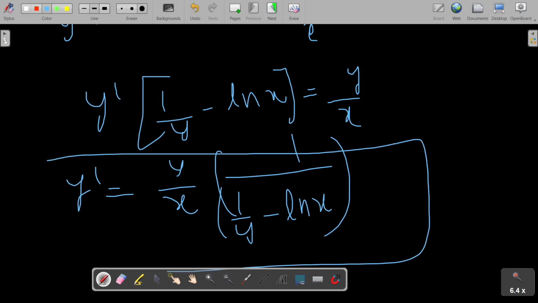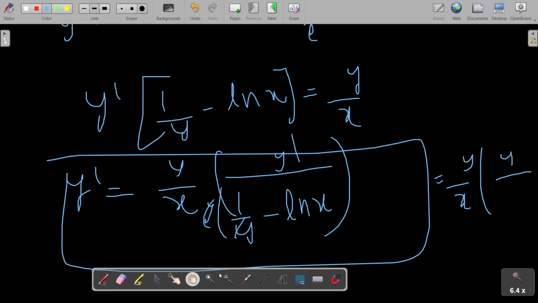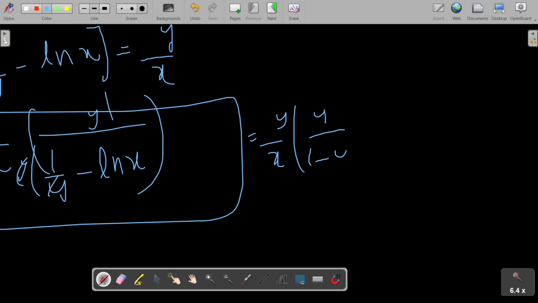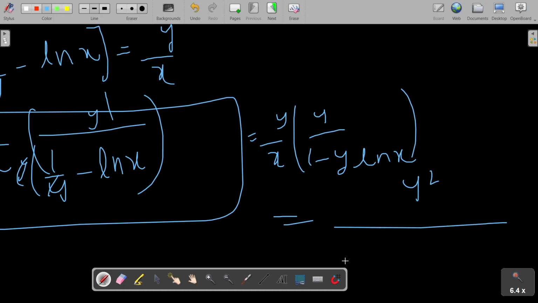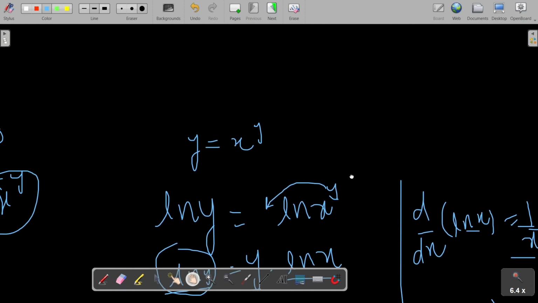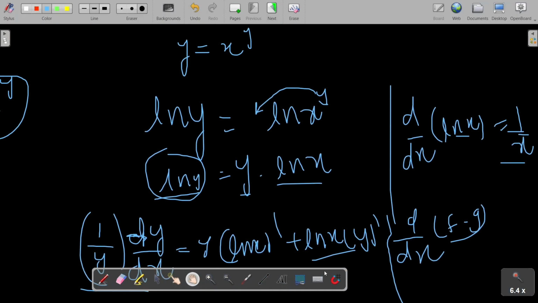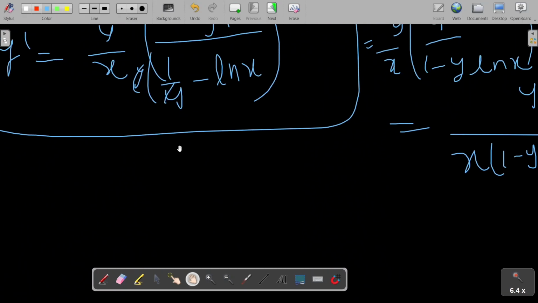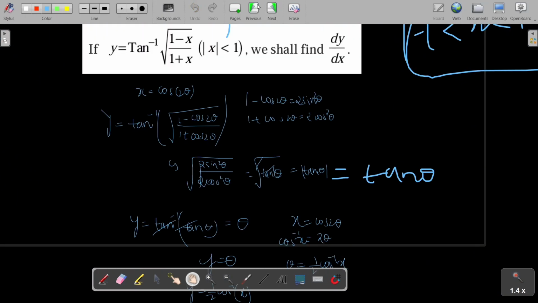We can simplify this thing right here by multiplying y and y. So this y gets cancelled, and I get y over x times y over 1 minus y ln x. So this becomes y squared over x times 1 minus y ln x. Now this looks more simplified. Like this we use the logarithmic method. So let's move on to problems.